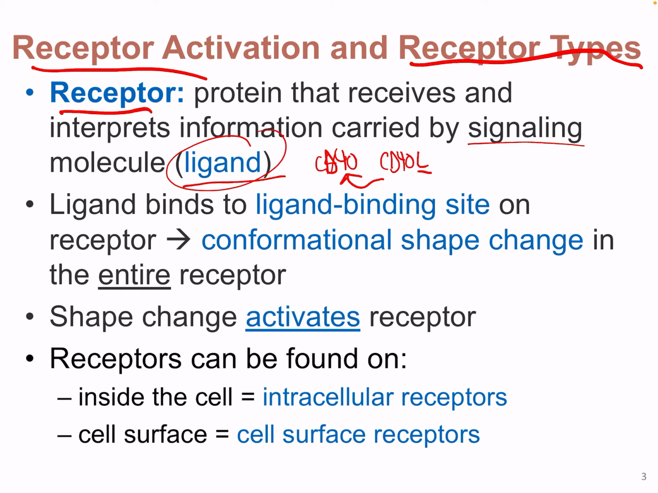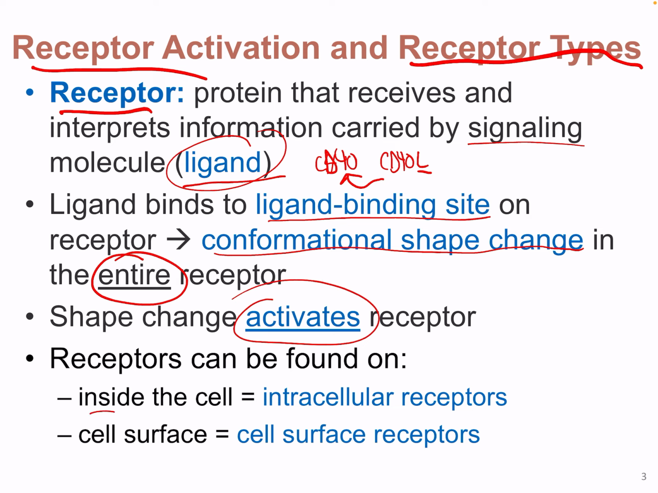The ligand binds to the ligand binding site on the receptor, and this binding causes a conformational shape change in the entire receptor. This shape change activates the receptor, and these receptors can be found inside the cell, so these are intracellular receptors, and on the cell surface, which are cell surface receptors.